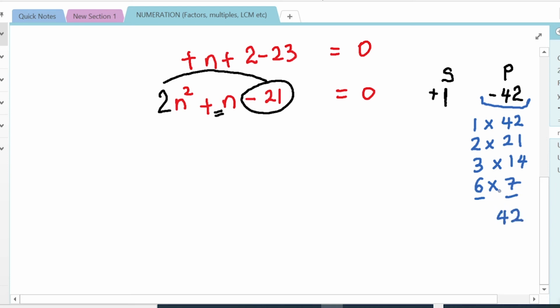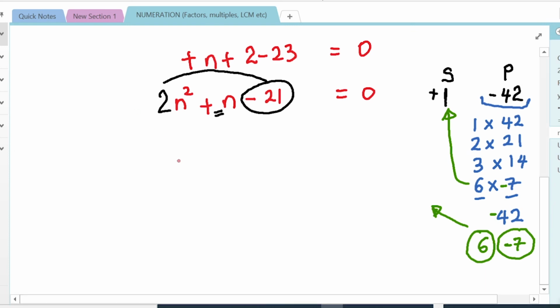And then if we make one of these two negative, if we make this 7 negative, 6 times negative 7 will give us negative 42. Then 6 plus negative 7 gives us negative 1. So the two numbers are 6 and negative 7. So these are the two roots that are going to apply there.